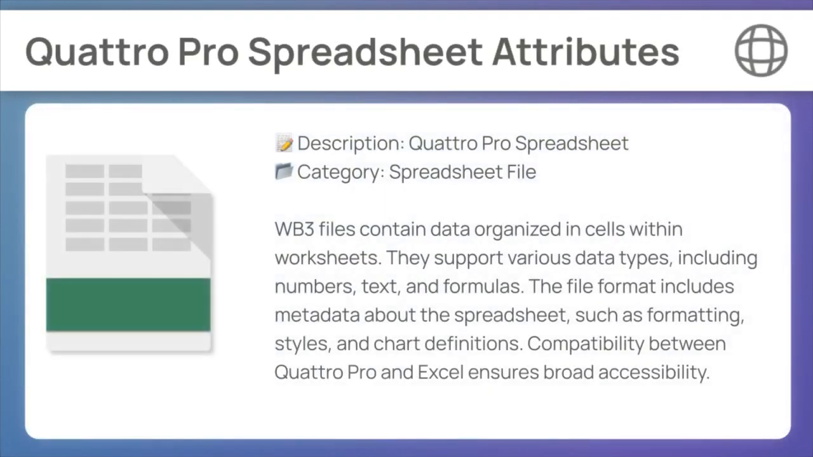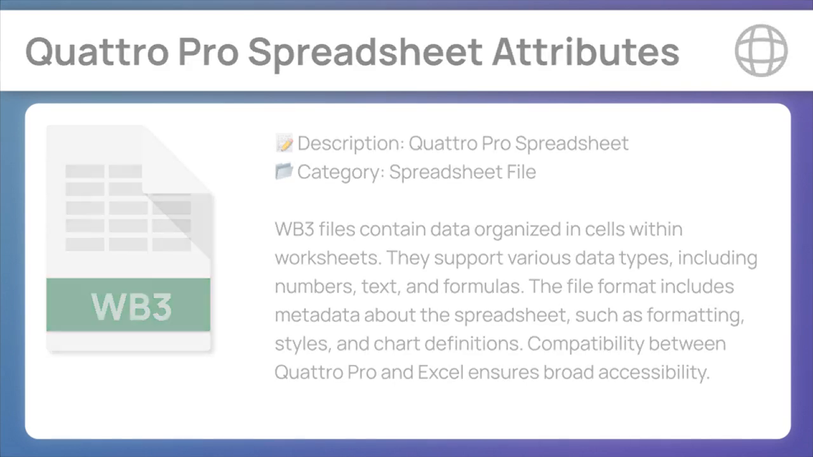WB3 files contain data organized in cells within worksheets. They support various data types, including numbers, text, and formulas. The file format includes metadata about the spreadsheet, such as formatting, styles, and chart definitions. Compatibility between Quattro Pro and Excel ensures broad accessibility.